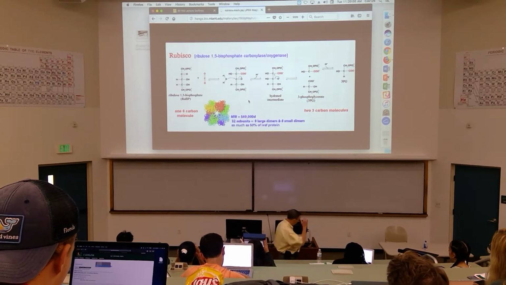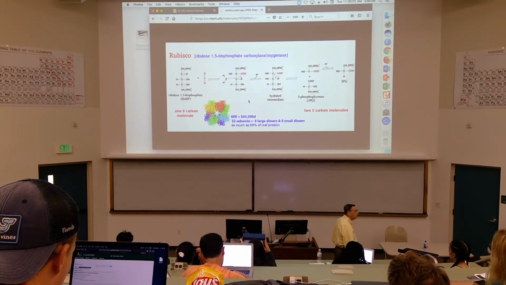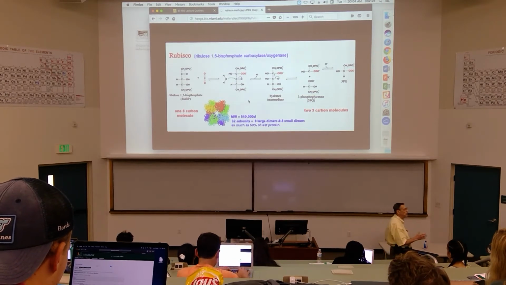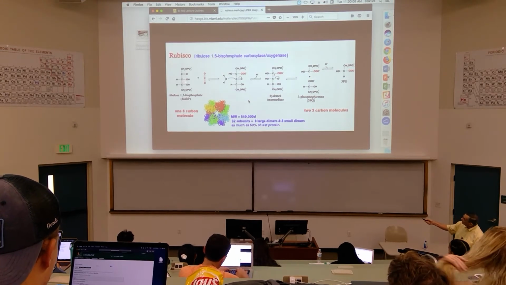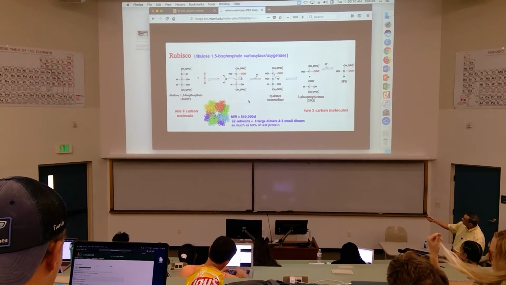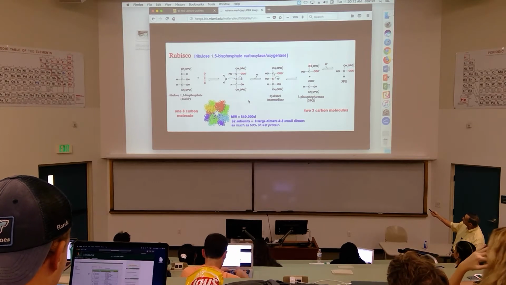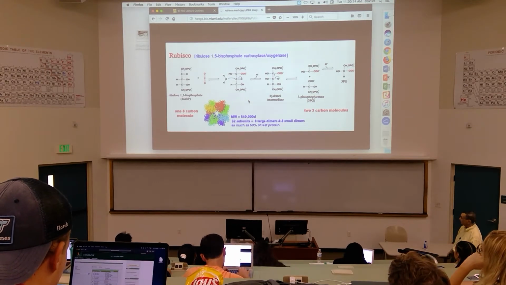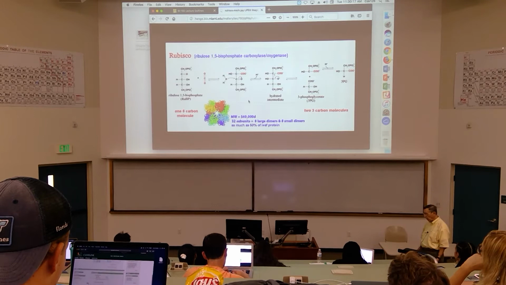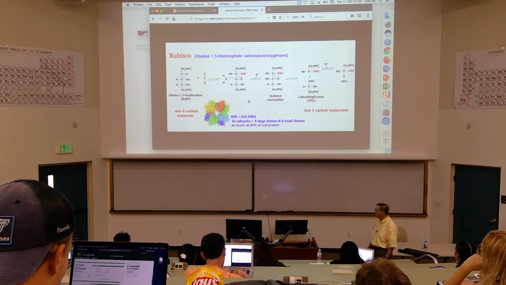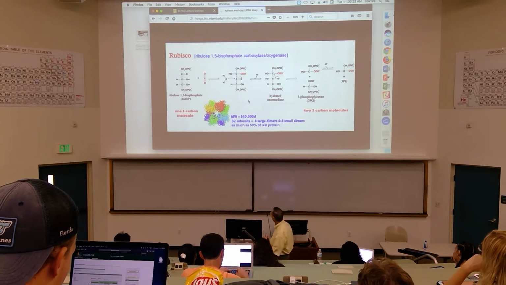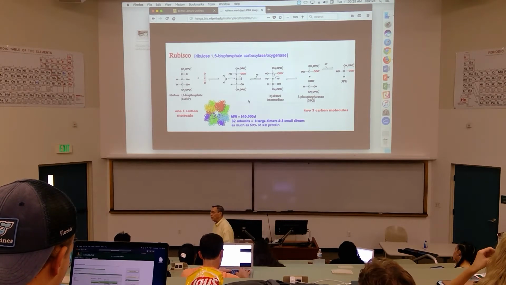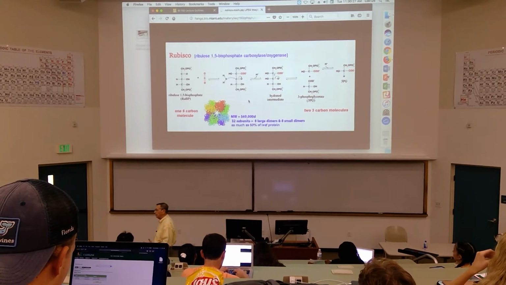The molecule that is formed is a 6-carbon molecule that is thermodynamically extremely unstable. It immediately splits when you add that other carbon dioxide, so that you end up with two molecules of 3-phosphoglycerate. So you take one carbon, add a 5-carbon, you make two 3-carbons, it's the first step. The enzyme that does that is called rubisco, ribulose bisphosphate carboxylase oxygenase.